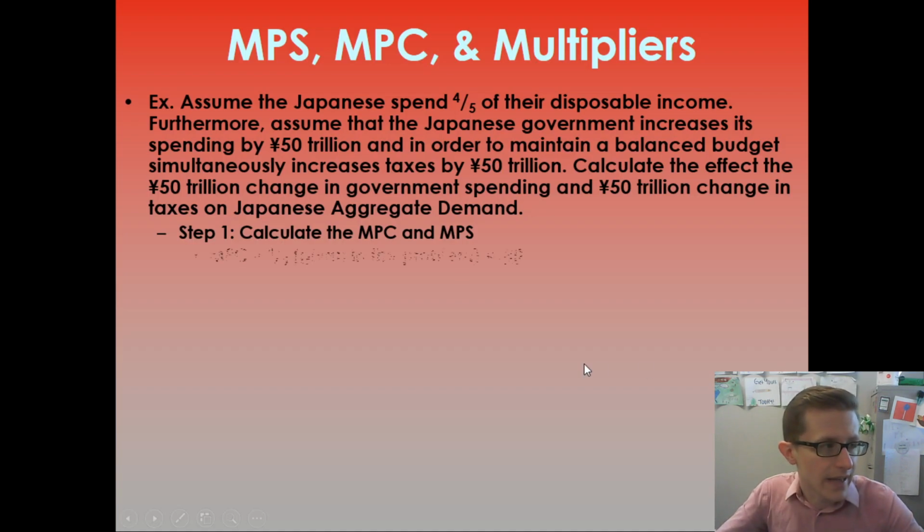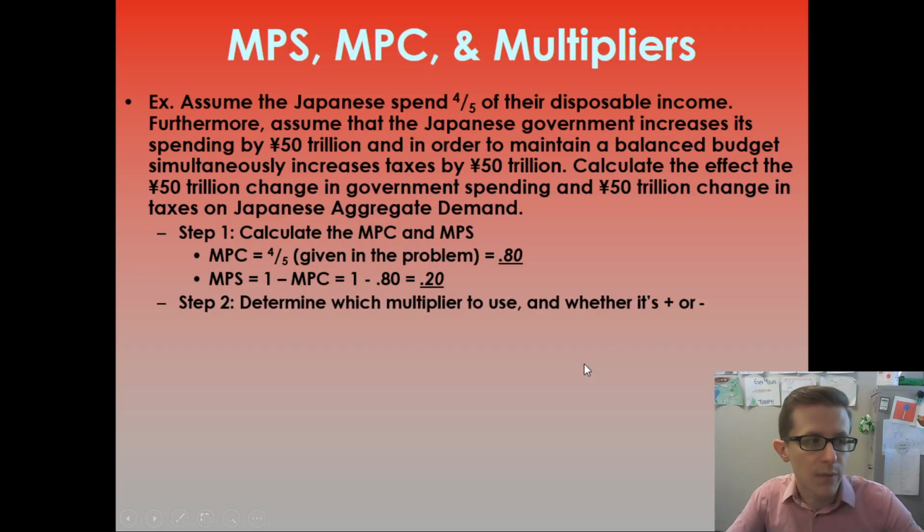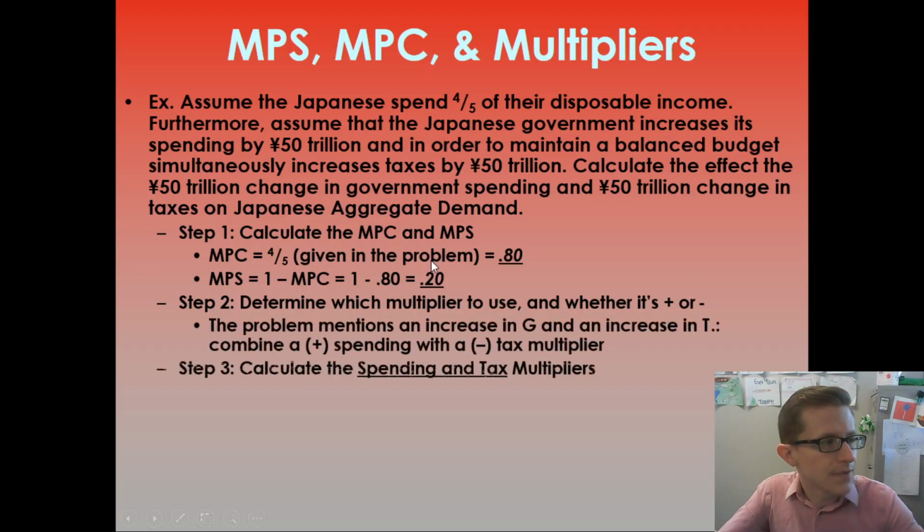Now, that said, we have that calculated. We need to determine which multiplier to use and whether it's positive or negative. We have two different things going on here. We have our government spending increasing by 50 trillion, so we would have a positive spending multiplier. And then furthermore, we have a 50 trillion increase in taxes to balance this out. What we're going to see, though, is it doesn't 100% balance, and this is kind of why it ends up working. So we have an increase in taxes, meaning we have a negative tax multiplier. So, yep, we got both from there.